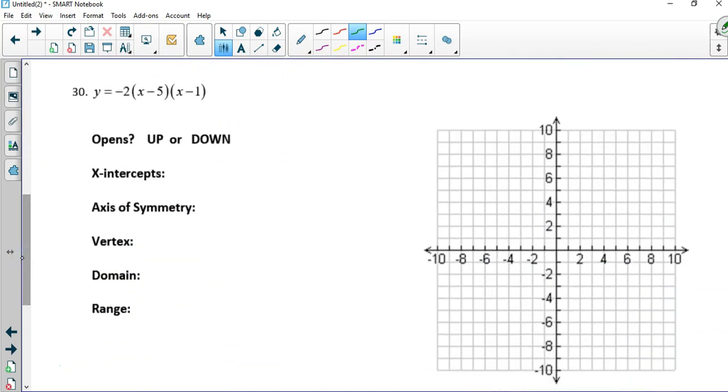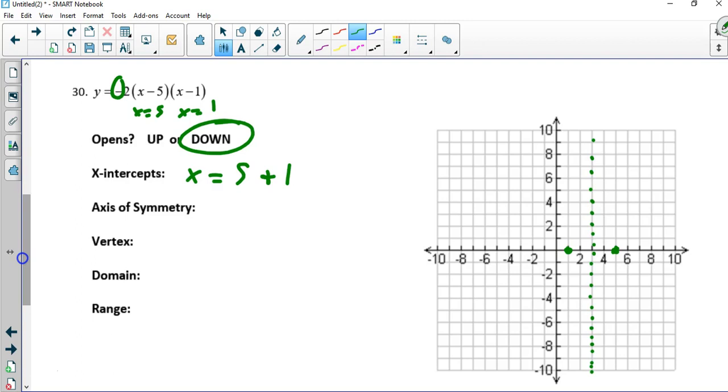Okay, this one is already factored for you. This negative tells me it's a sad parabola. It's going to open down. The x-intercepts, set these both equal to 0. So that's x equals 5, x equals 1. Now hopefully you can see that 3 is halfway in between 1 and 5. But once again, real quickly, we add 5 plus 1, divide by 2, so x equals 3. It's a vertical line. The vertex is therefore at 3 comma something.